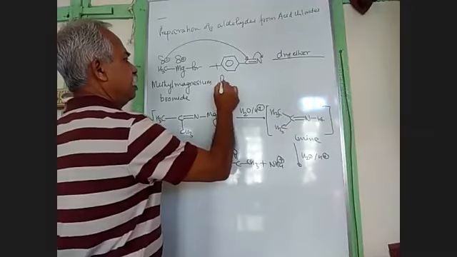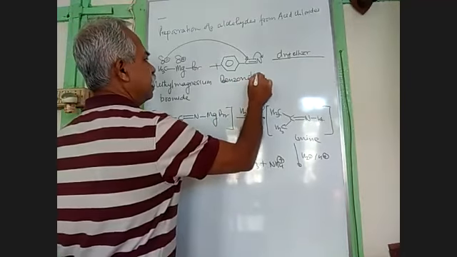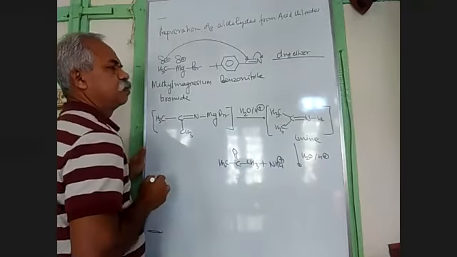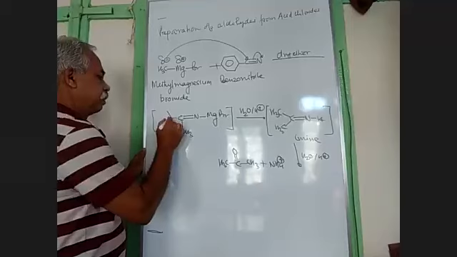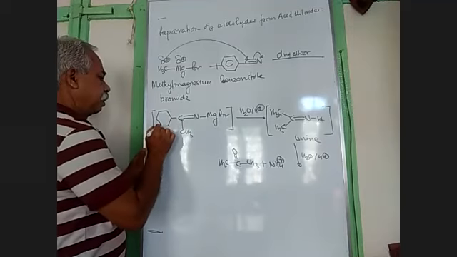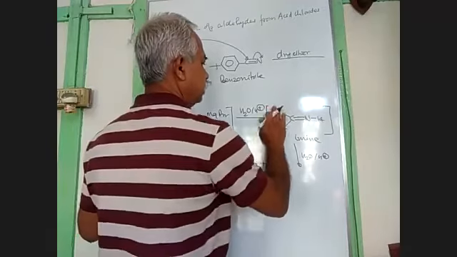See, this is called benzonitrile, or we call it phenyl cyanide. So what is going to happen? You'll get this. What will you get here?